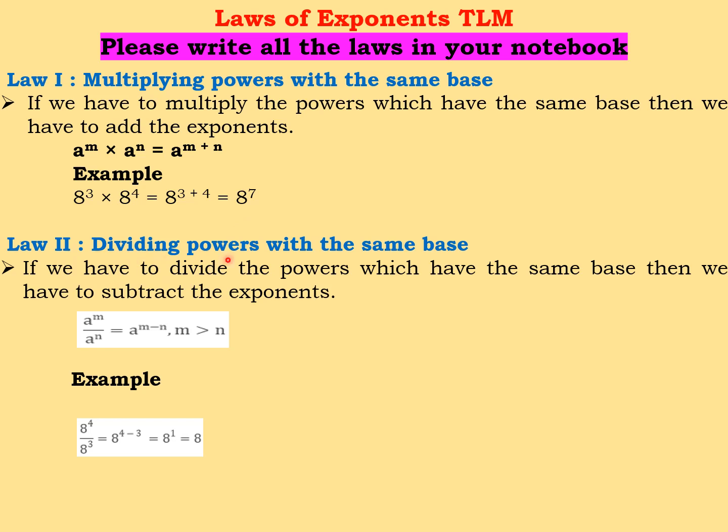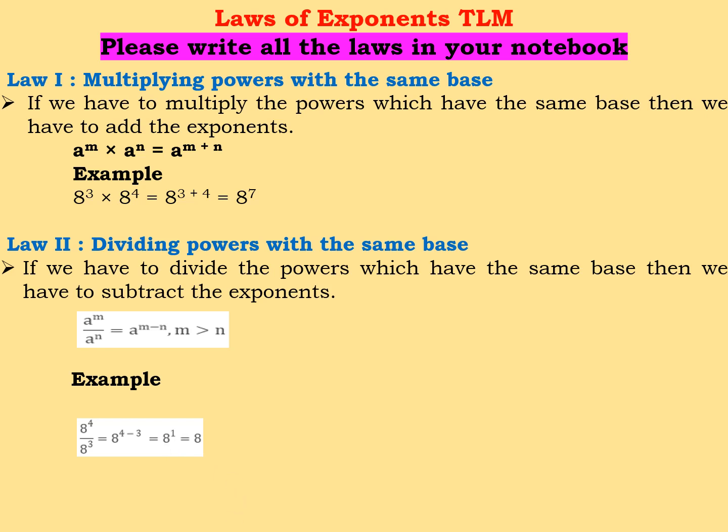Same way, for dividing powers, if we have to divide the powers which have the same base, then we have to subtract the exponents. Actually, it is just the inverse of multiplication. In multiplication, when bases were same, we were adding the powers. In division, when bases are same, we are subtracting the powers. Look here, a to the power 4 divided by a to the power 3 is a to the power 4 minus 3, that is equal to a to the power 1, which is equal to a.